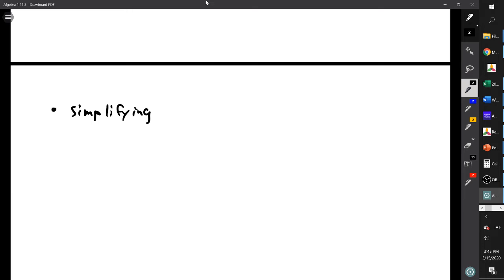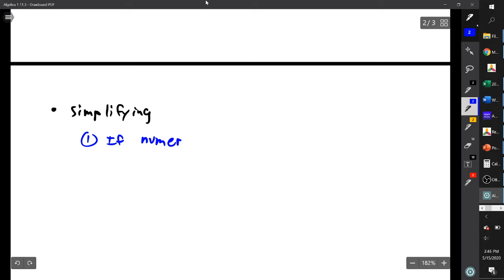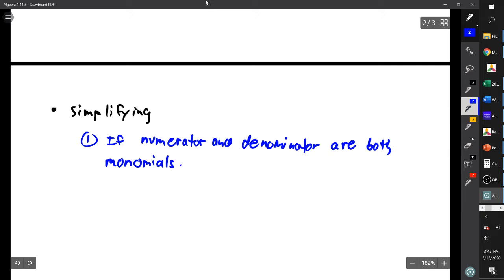Okay, good. So, here's what I would check first. If the numerator and denominator are both monomials, it's a lesson 7.2 problem.